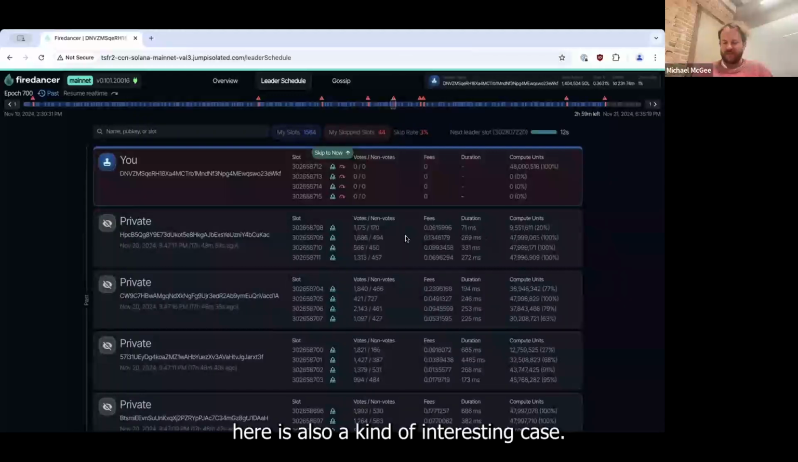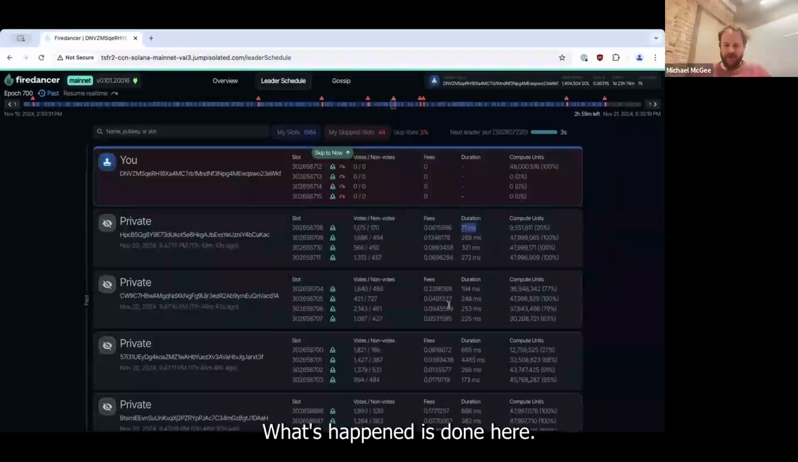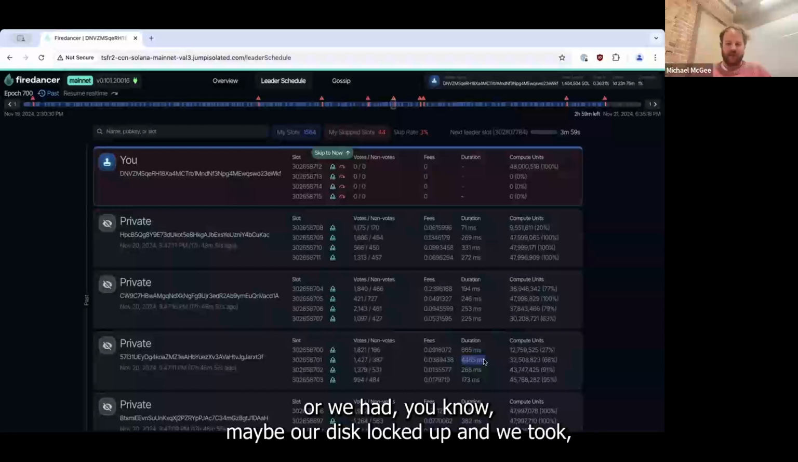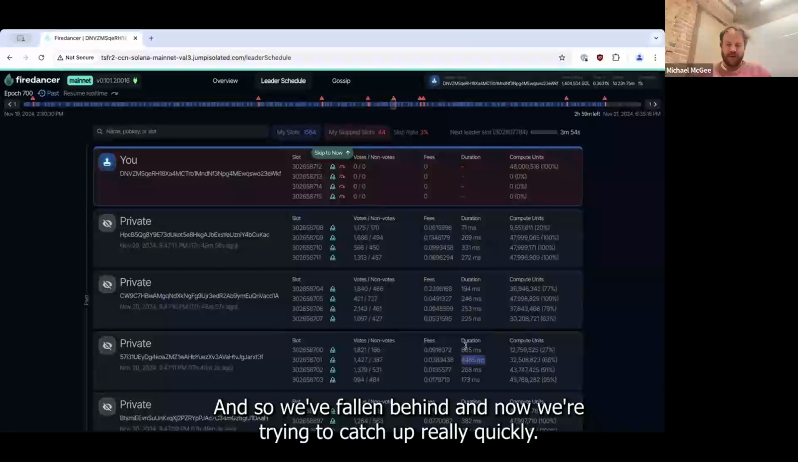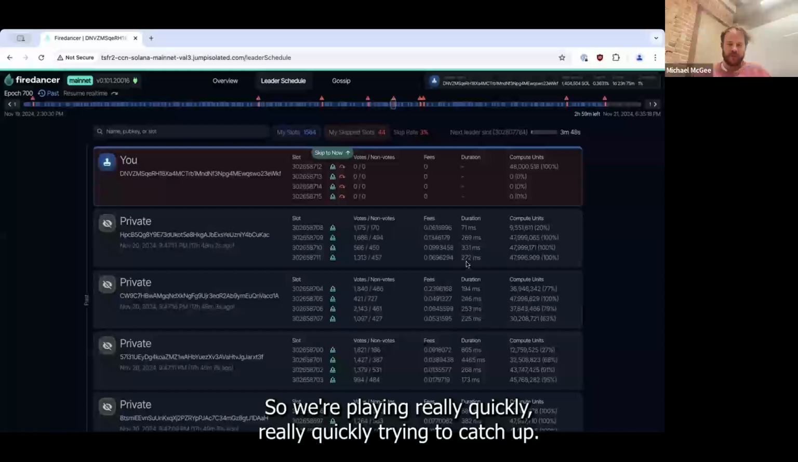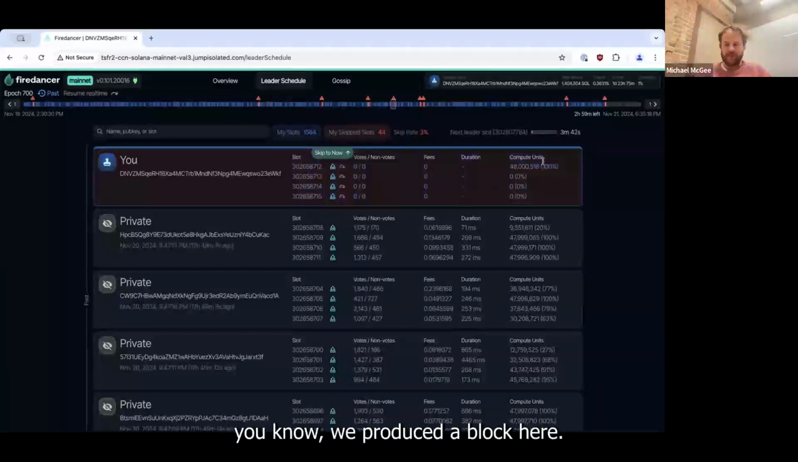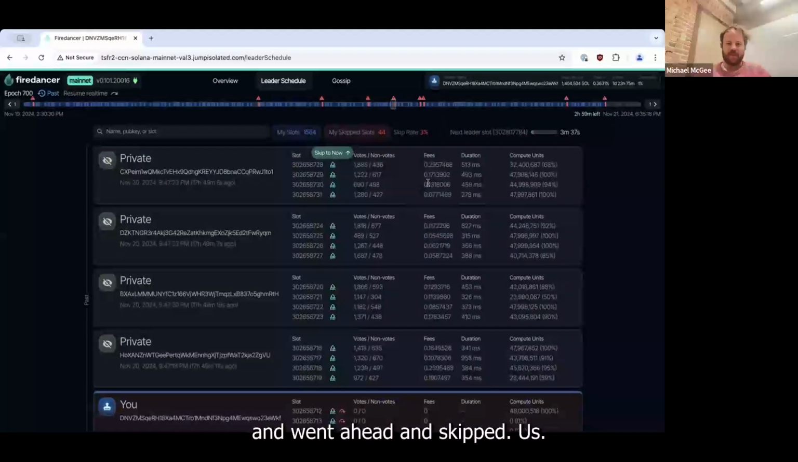Here is also a kind of interesting case. You might look here and see, wait, we replayed in 70 milliseconds. How does that happen? Shouldn't it be 400? What's happened is down here, one of these blocks either was really large or really slow, or maybe our disk locked up, and we took 4.5 seconds to replay this block. And so we've fallen behind, and now we're trying to catch up really quickly, right? Our validator is 4 seconds behind the network. So we're playing really quickly, trying to catch up. And it looks like we didn't make it because we produced a block here, but the validator behind us didn't see it in time and went ahead and skipped us.